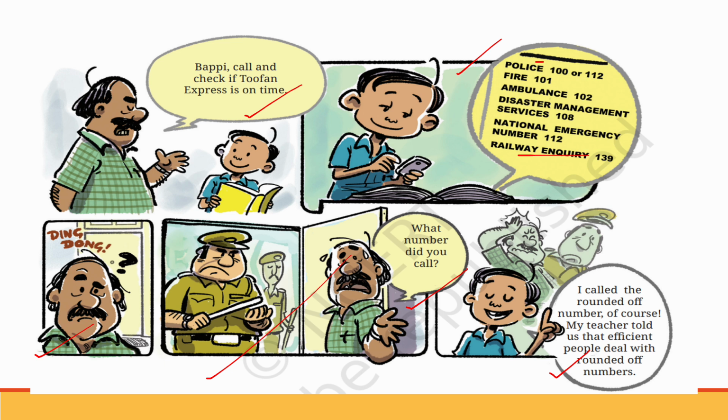Here the humor comes from Bapi misunderstanding the concept of rounded off numbers. The exact number for railway inquiry is 139. Bapi, having learned about rounding, seems to have rounded 139 to something like 100 or 112. Both of these are police or emergency numbers. So this is a funny way to show that while rounding is useful, you need to know when and where to apply it.